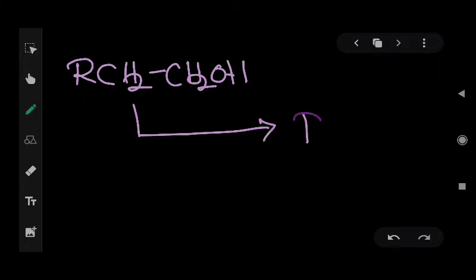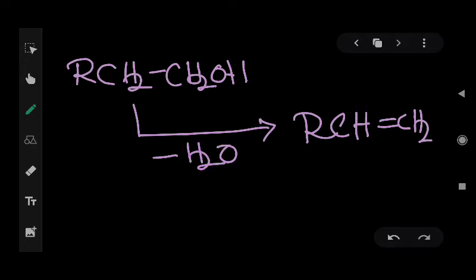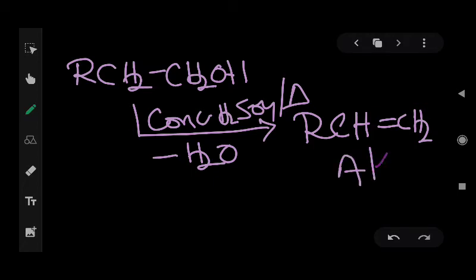Now we are taking an alcohol, and I want to convert this alcohol to an alkene. Alkene means a double bonded compound. For that, I have to remove water from this. What is the dehydrating agent? Simply, it is sulfuric acid. We all know very well that the dehydrating agent is sulfuric acid. Then we will get a double bonded compound, that is alkene.